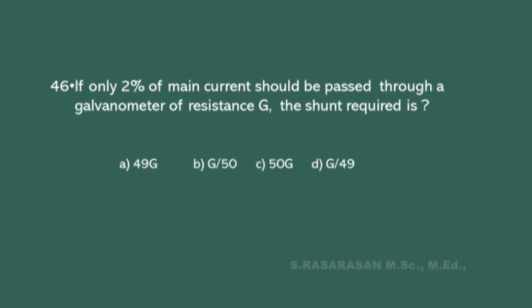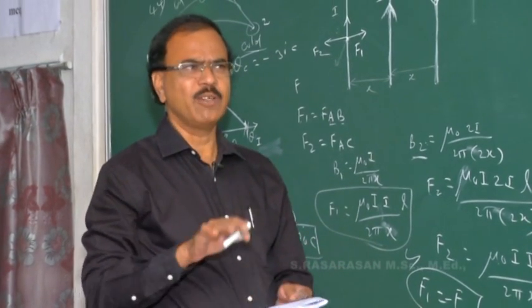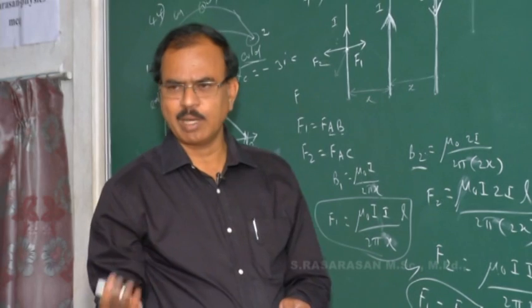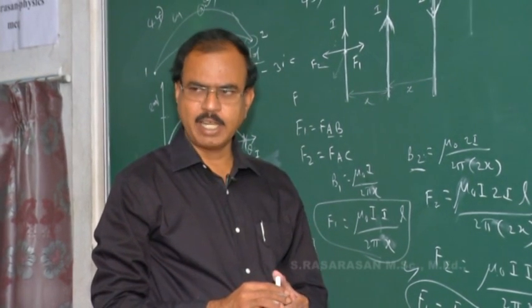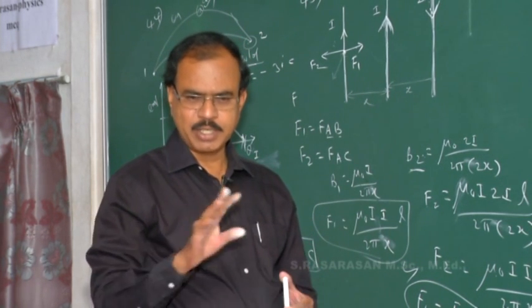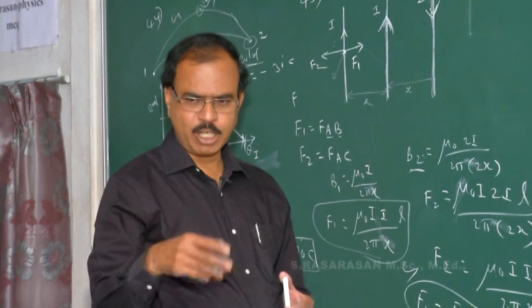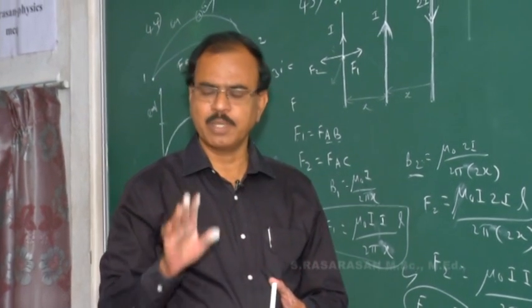If only 2% of main current should be passed through a galvanometer of resistance G, the shunt required is dash. The word shunt has come: galvanometer shunt, conversion of galvanometer into ammeter. How to convert a galvanometer to an ammeter? By connecting a low resistance in parallel to the galvanometer, it is converted to an ammeter. That connected low resistance in parallel is called shunt resistance, simply shunt.